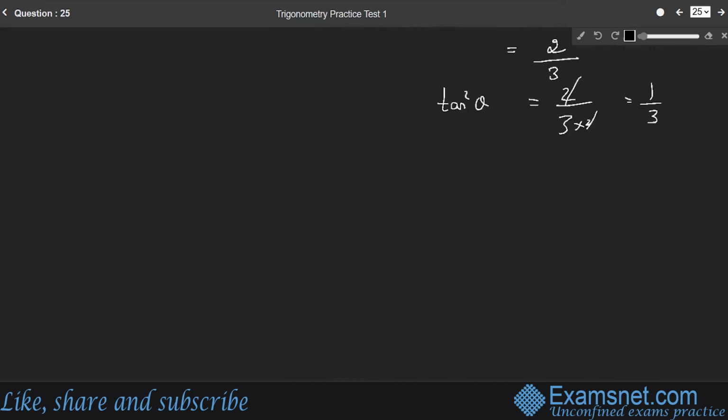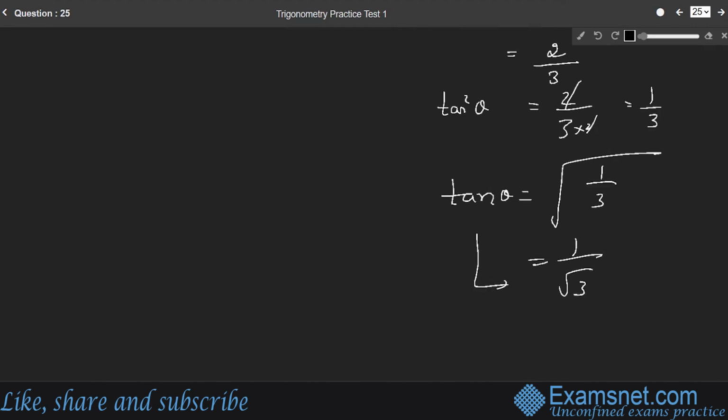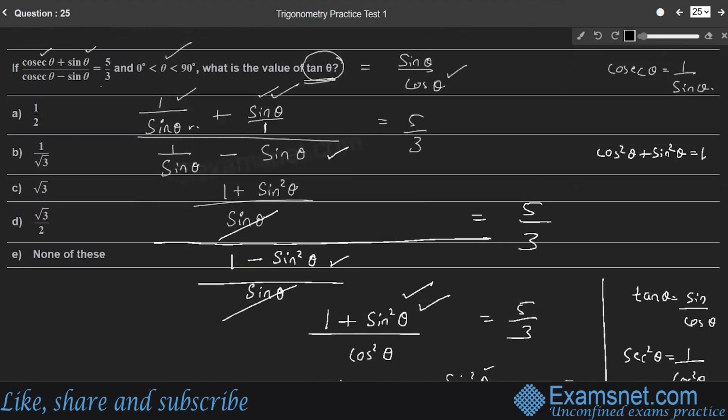So here we need the value of tan theta. Tan theta is root of 1 by 3, which is 1 by root 3, right? Therefore, 1 by root 3 is the answer. Option B is the right answer, right? Here, students, I'll repeat once again, we need the value of tan theta. For that, we have to express the given equation in terms of sine and cos first. Since cosecant is given here, cosecant can easily be expressed in terms of sine. So let us express that part, right?